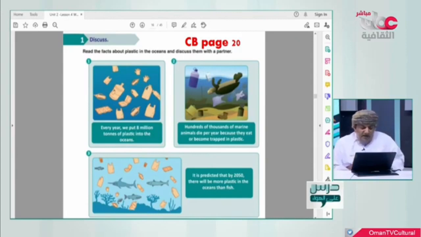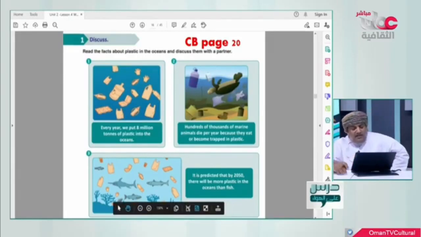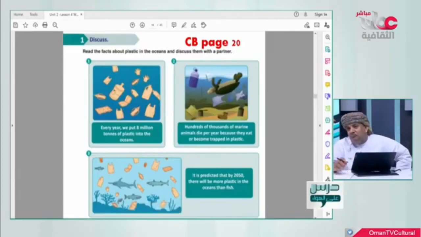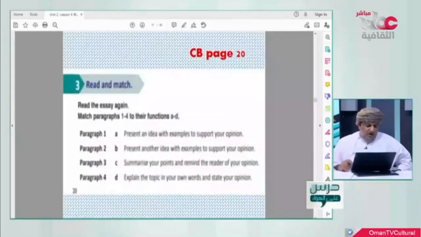Okay, number 3, it is predicted that by 2050 there will be more plastic in the ocean than fish. Imagine this, more plastic than fish. So in the ocean, we should look for fish, whales, animals that live in the sea. But in 2050, you are going to see just plastic in the ocean. Imagine this. It's crazy. So do you like these pictures? Do you like to read about this? No. Of course, you are not happy. It's not good to look at this.